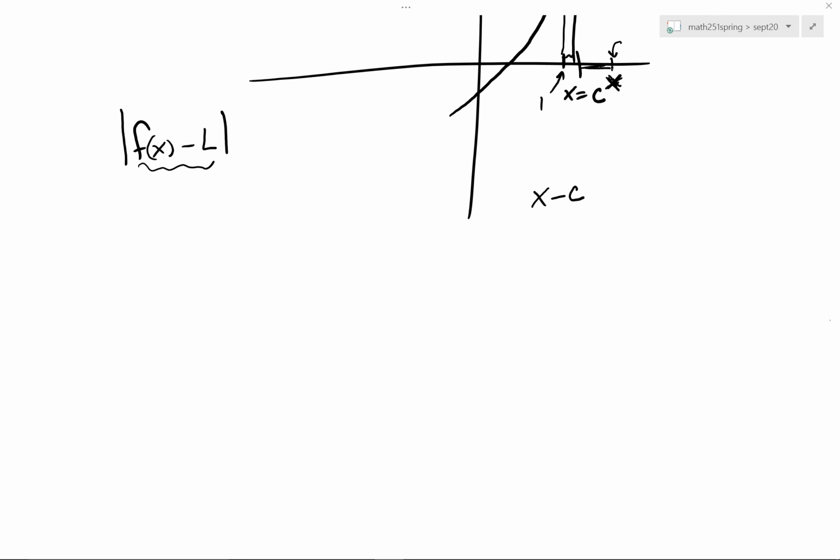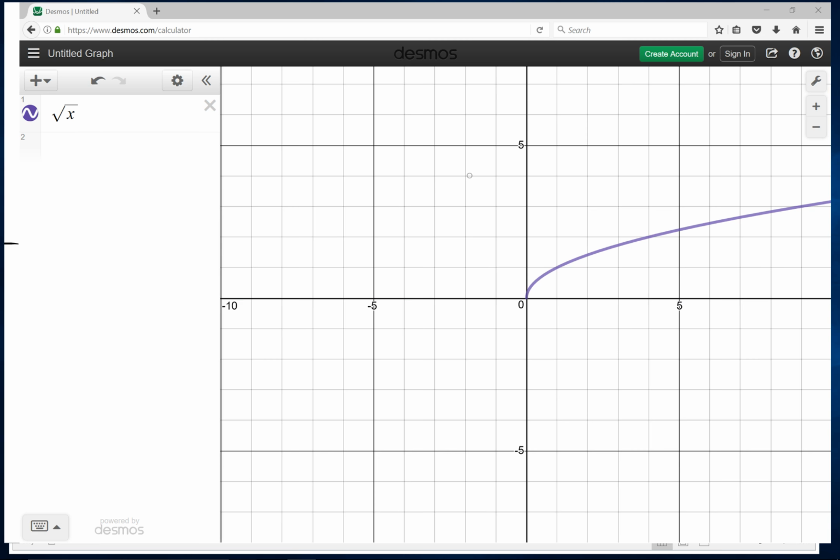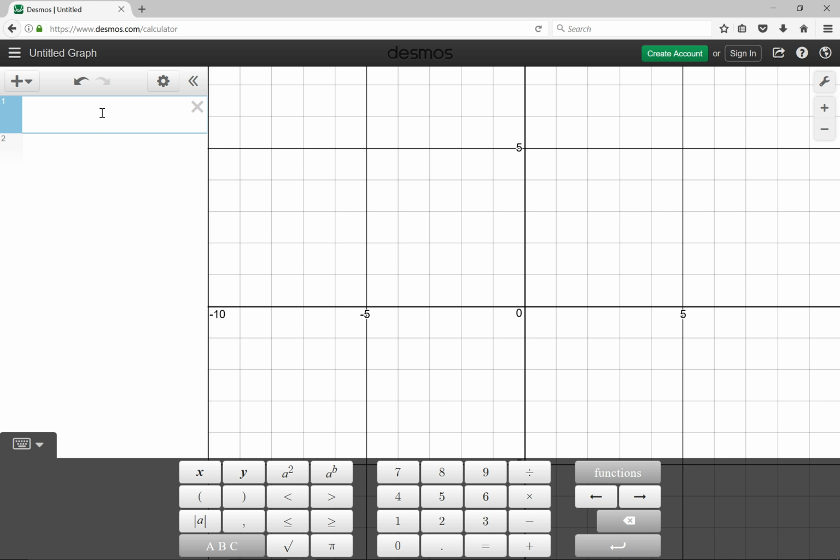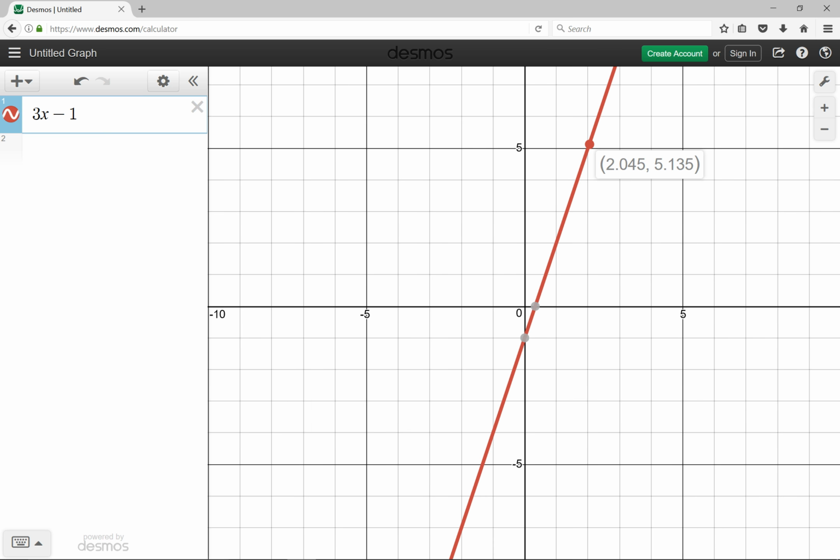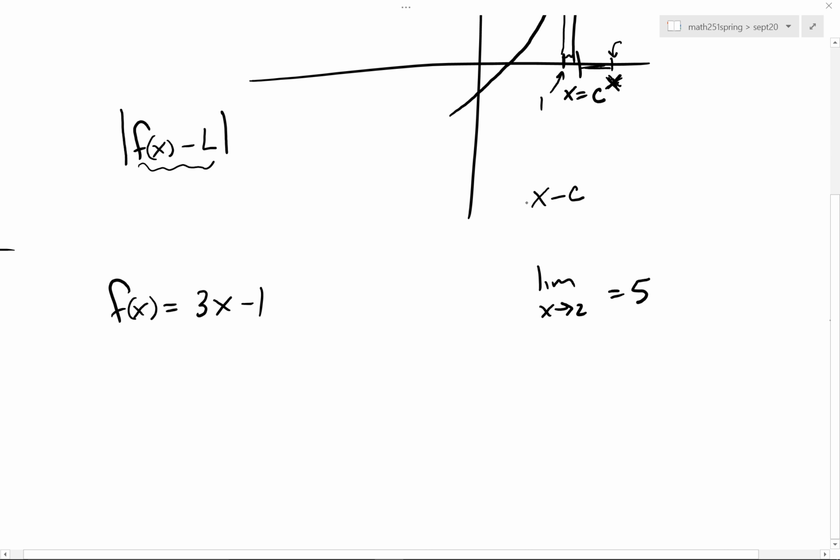So you're going to get given a function. So I'm going to say, let's let f of x equal 3x minus 1. And I'm telling you that I think that the limit as x approaches 2 is 5. That's what I think it is. So let's go look at the graph. Where would I get that crazy notion? Well, 3x minus 1. Look at that. Hi, George. I think it's 5. Seems reasonable, right? That seems reasonable.